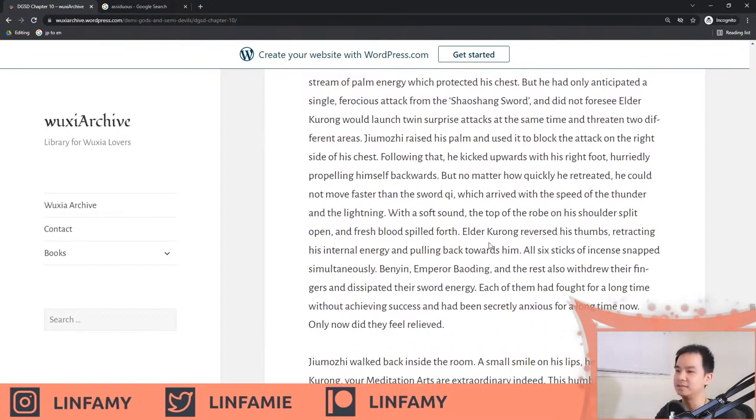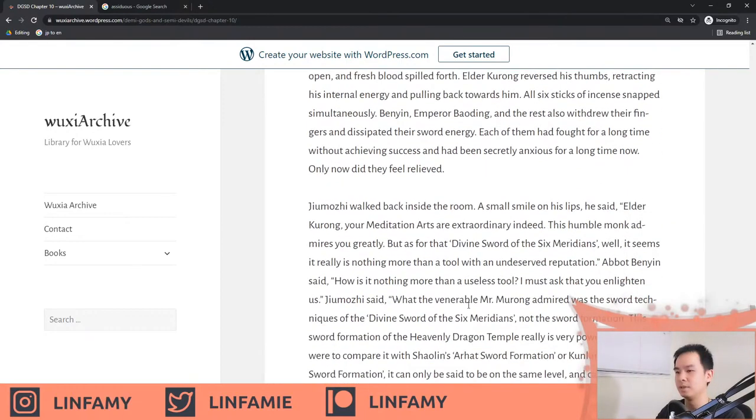All 6 sticks of incense snapped simultaneously. Bunyin, Emperor Baoding, and the rest also withdrew their fingers and dissipated their sword energy. Each of them had fought for a long time without achieving success and had been secretly anxious for a long time now. Only now did they feel relieved. Jiu Mozi walked back inside the room, a small smile on his lips.